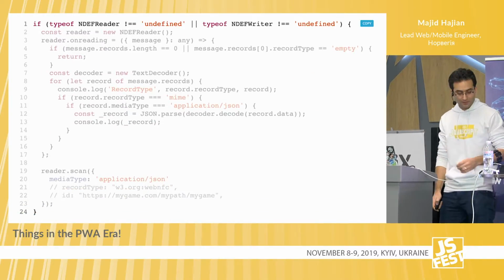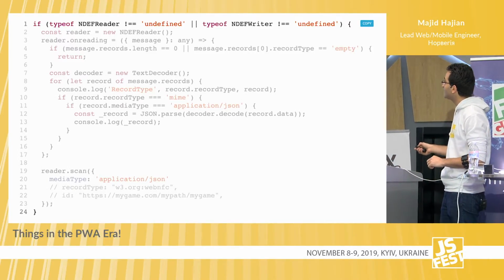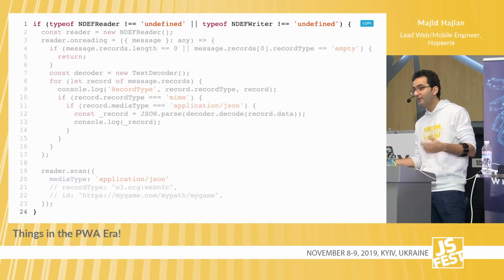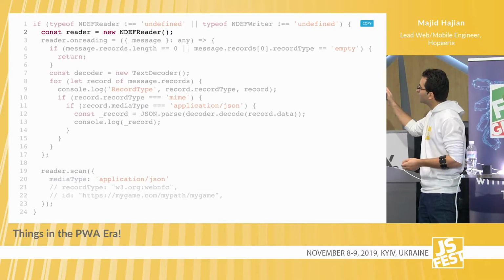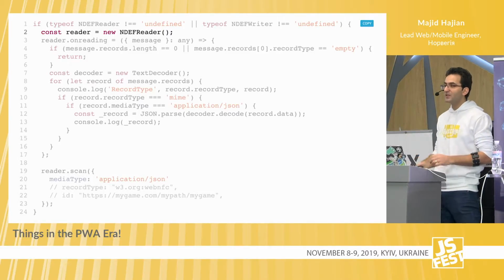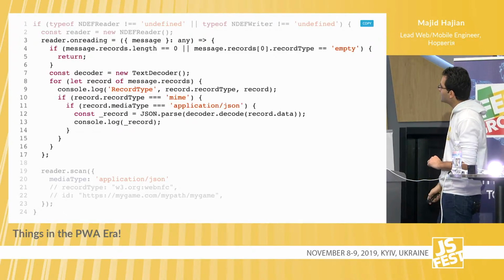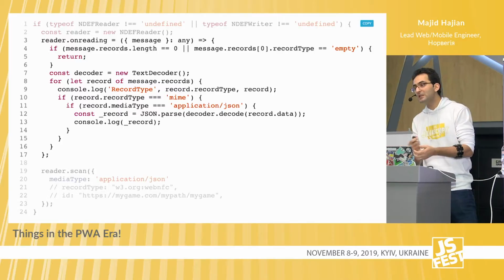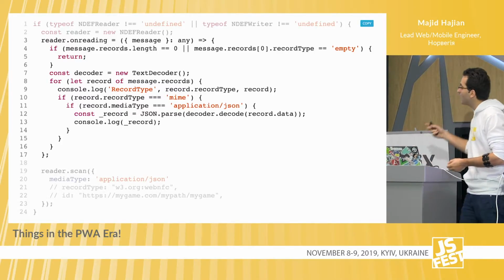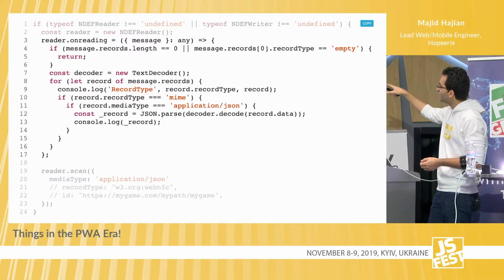So, how can I read it? That is only a check to make sure these constructors are available already on the window. And if they are, let's move on. So for the reader, you have NDEFReader. All right, cool. And once you have NDEFReader, there is a reading event. Then you can set up your event callback here and then do what you want.